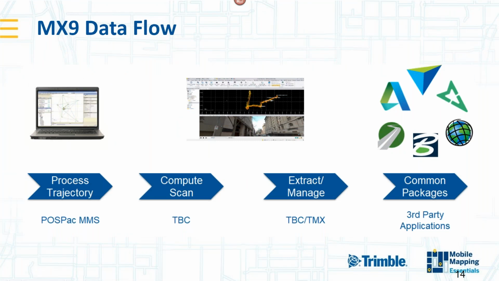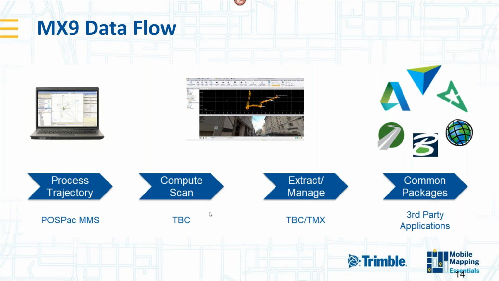Some of you may have already listened to Peter last time in the mobile mapping essentials webinar and got a general idea of how the MX9 data would flow. Here is just a quick revisit. After the trajectory is processed in POSPAC MMS, the data set will jump into TBC.